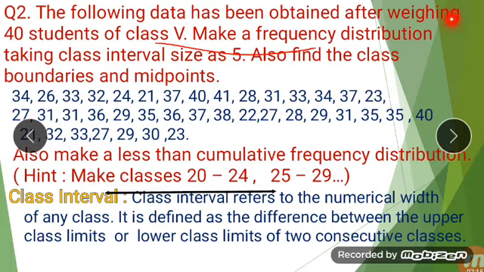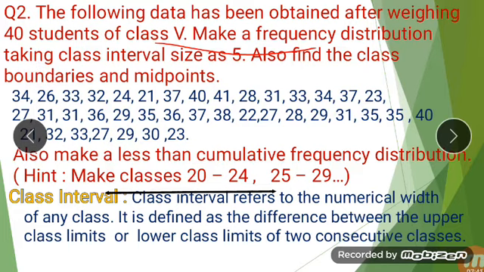Here the data is about the weights of the students, so we can make a continuous frequency distribution. Though here we cannot see any decimal value or any observation with points, we can make a continuous frequency distribution here. Okay, it is said here that the class interval size is 5.